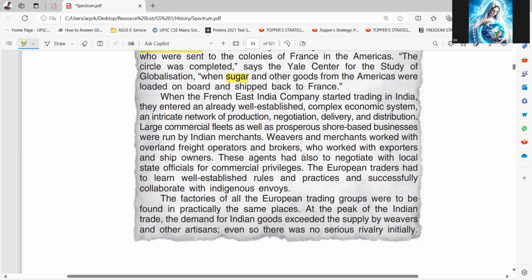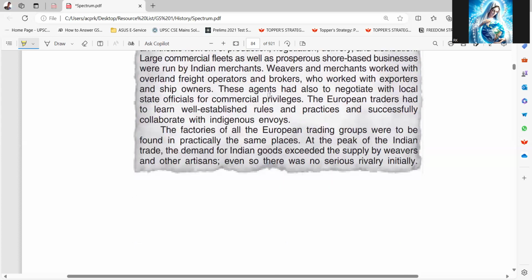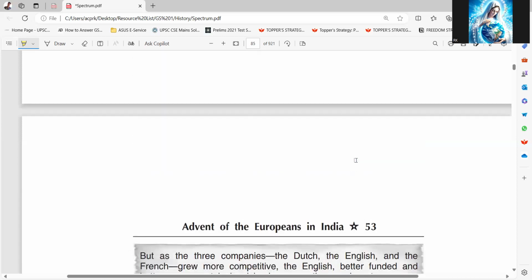These agents also had to negotiate with local state officials for commercial privileges. The European traders had to learn well established rules and practices and successfully collaborate with indigenous envoys. The factories of all European trade groups were to be found in practically the same places. At the peak of the Indian trade, the demand for Indian goods exceeded the supply by weavers and other artisans. Even so, there was no serious rivalry initially.